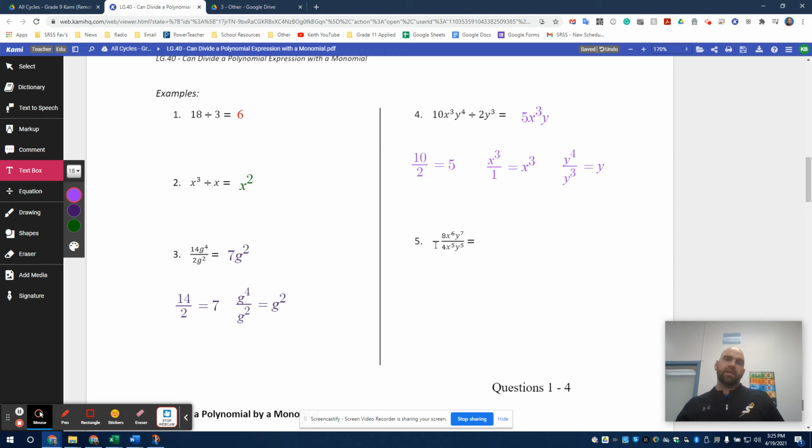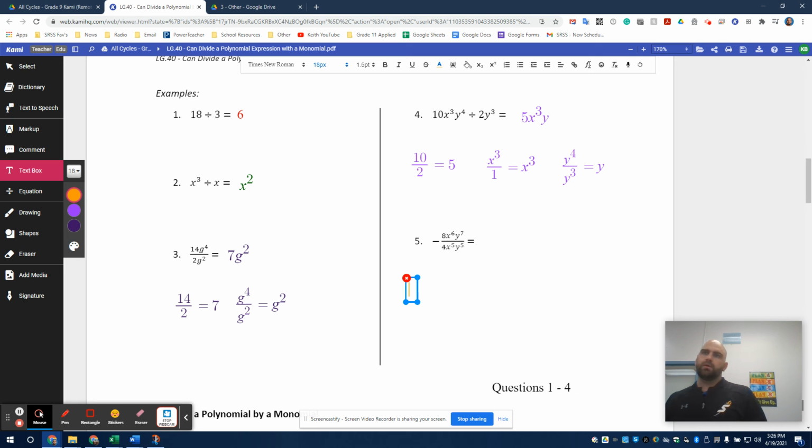Next one here, there's a negative in front, just tells us that actually the whole thing is going to be negative. So once we find our final answer, it's going to be negative. But we have 3 separate parts inside, so we're going to ignore the negative right now. We have a number, an x, and a y. So we're going to have 3 separate parts here. It's got a little bit of a nicer color here. We're going to do yellow.